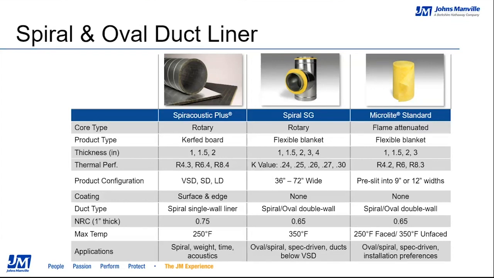And that's really the same thing as our Microlite Standard product. What's unique about our Microlite Standard product for insulating double-wall spiral pipe is we can pre-slit those into 9-inch or 12-inch widths, and a lot of guys use what's called a candy cane option, where they spin the inner metal core and allow that 12-inch or 9-inch slit to wrap around that and, in essence, candy cane the sheet metal duct.